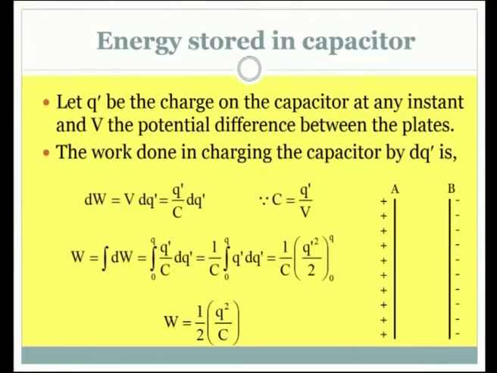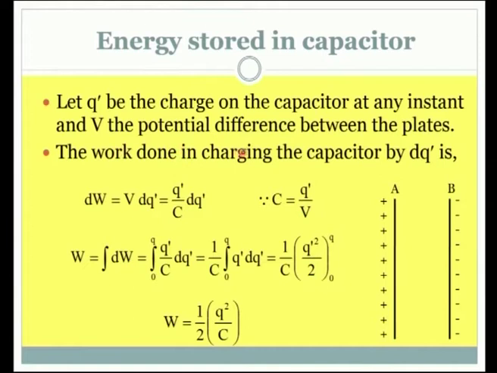So, we will go ahead with our discussion by taking a parallel plate capacitor, which is the simplest form of capacitor for our discussion. We have two parallel plates marked here as A and B. Here this is positively charged, this is negatively charged. Let q' be the charge on the capacitor at any instant and V the potential difference between the plates.